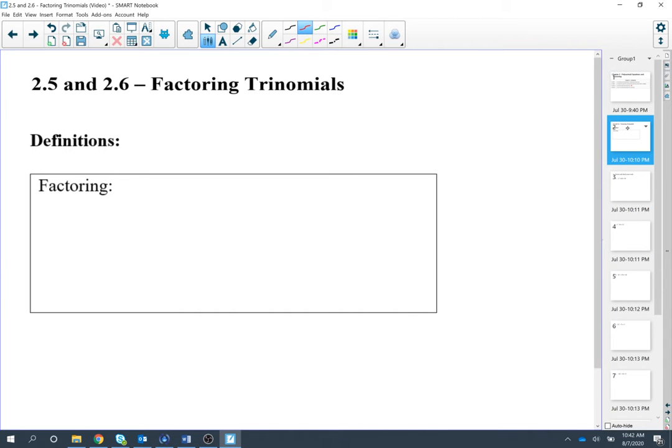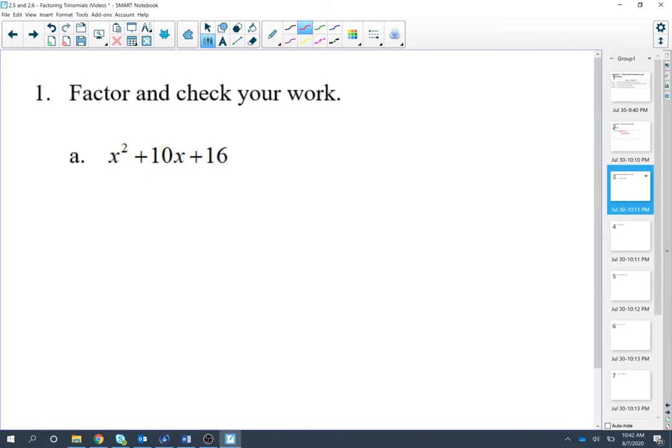So 2.5 and 2.6, factoring trinomials. First of all, definitions of factoring. Again, I'm not going to give a really formal definition here. I'm just going to put down it's the opposite of multiplying. So at the beginning of this chapter, we looked at how do we multiply polynomials. We can distribute, we can use a table, we multiply something out, we write it in standard form. Now I'm going to give you a polynomial in standard form, and you're going to factor it back out into factored form. So it's kind of like the opposite. You go backwards.